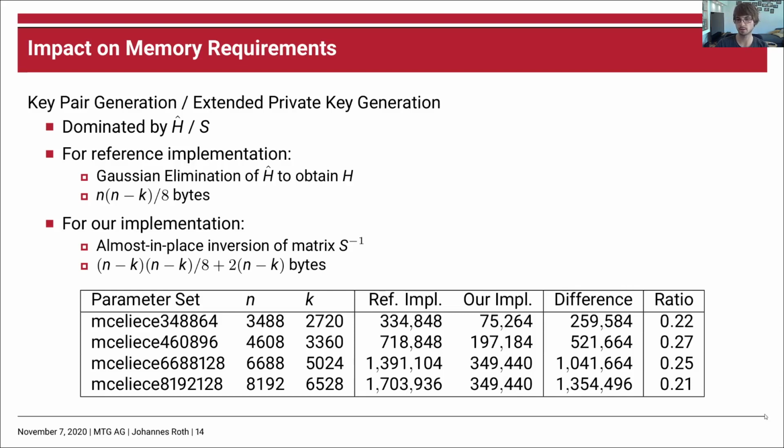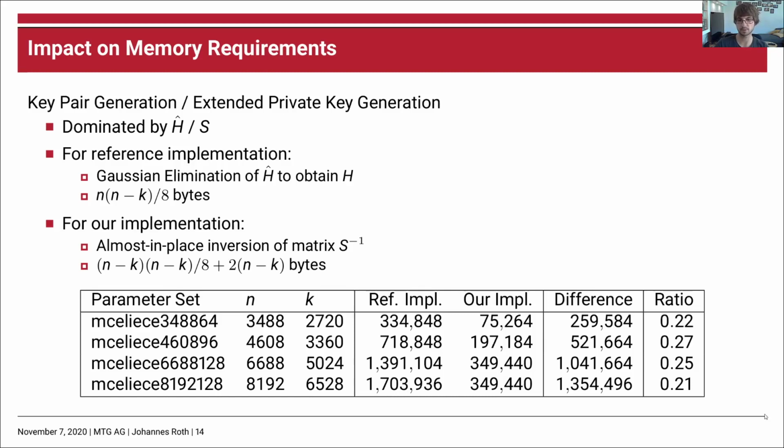So for the smallest parameter set, we can see that the reference implementation requires 334,000 bytes to compute the key pair, and our implementation only requires 75,000 bytes. This is only comparing the matrices H hat and S, because this is the biggest factor, and also the 2 times (n minus k) bytes for the permutation matrix. This means the difference in bytes for the smallest parameter sets is nearly 260,000 bytes, or a ratio of 0.22.